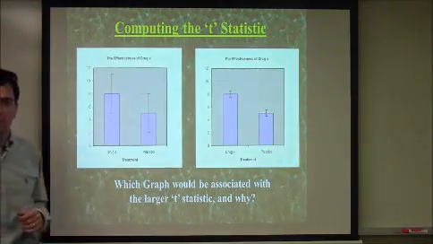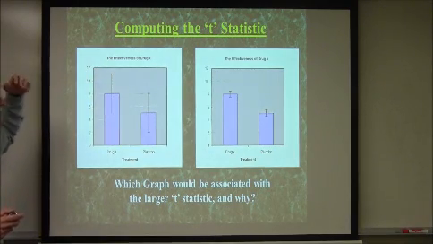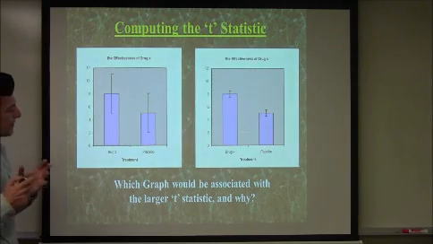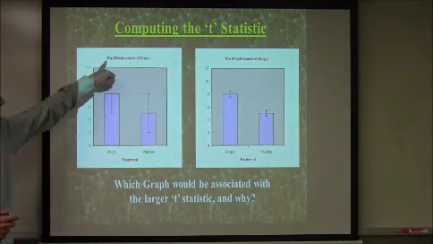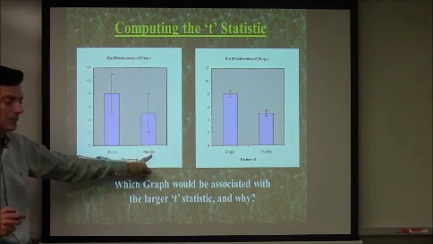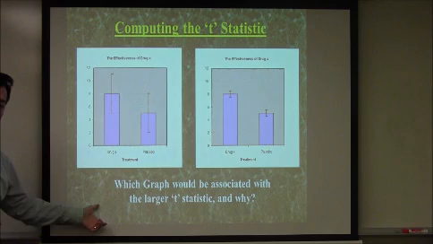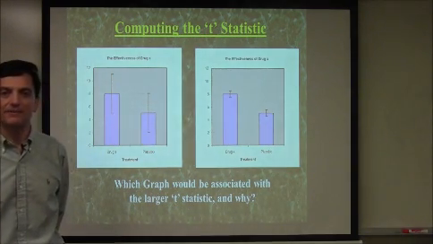Okay? All right, so now we're back to this diagram. We've seen this before, and hopefully we have an idea now, at least computationally, about how the t-test is computed. And we've seen this before, the effectiveness of drug X compared to placebo. And the question is, which graph would be associated with a larger t-statistic? We'll let you muse about that for a moment. You can stop the video.